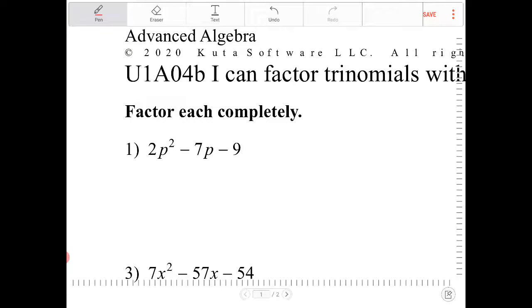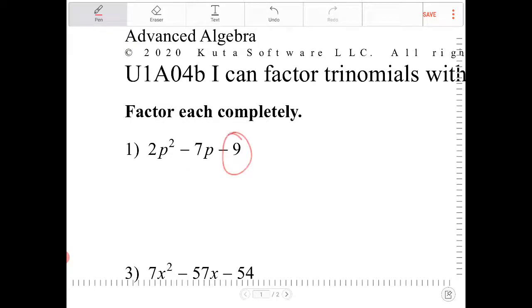The first way is a more organized approach, and then I'll show you another way that is a little more intuitive and requires a little more number sense. All of these do require a number sense of some kind, so it's just a matter of how fluent you are. So if I have 2p squared minus 7p minus 9 here, the technique goes like this.